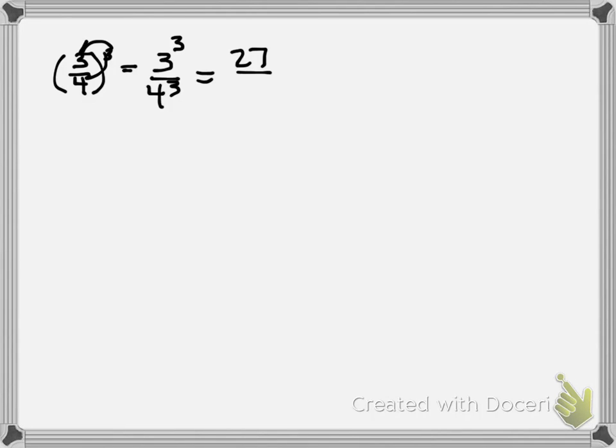4 cubed is 4 times 4 is 16, times 4 is 64. And we would get this answer.